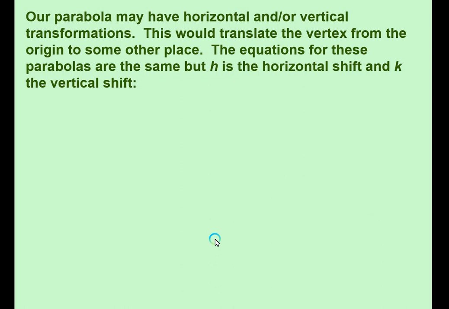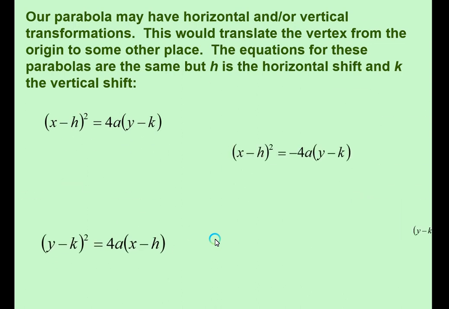Now we have to consider that our parabola may have horizontal or vertical transformation. This would translate the vertex from the origin to some other place. The equation for this parabola is the same, but h is the horizontal shift and k is the vertical shift. So this one focuses on the types of parabola wherein our vertex is not centered at the origin. So if your parabola is not centered at the origin, we will have this equation.